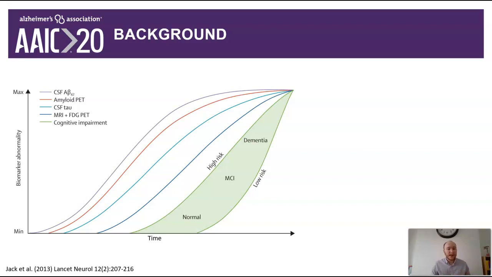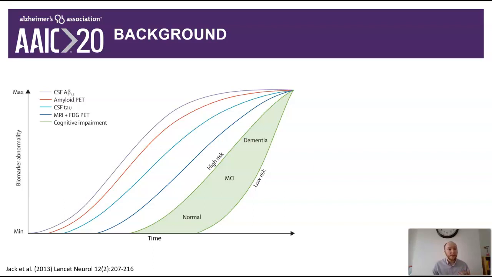Diagnosis based on molecular biomarkers, so cerebral spinal fluid and amyloid PET, as well as structural imaging, MRI, allows for much earlier diagnosis, but at present has limited sensitivity and specificity. So it's important to develop further and new biomarkers which can give us new information and aid with earlier diagnosis.